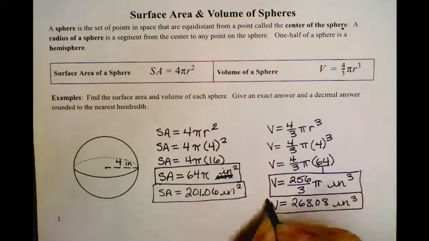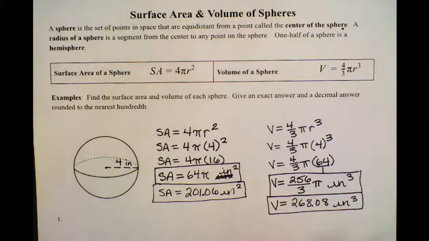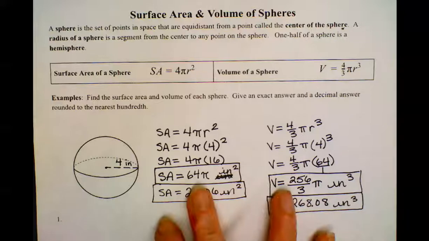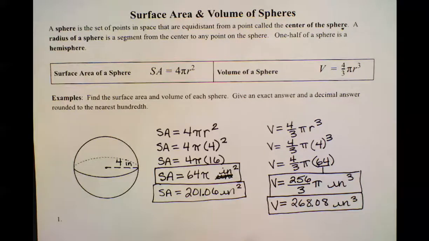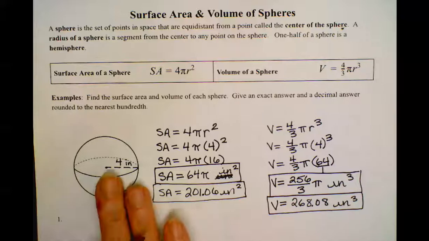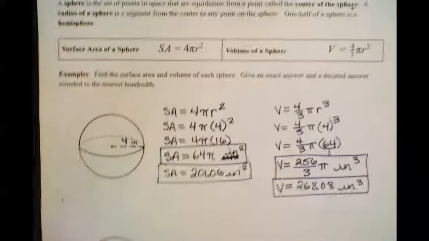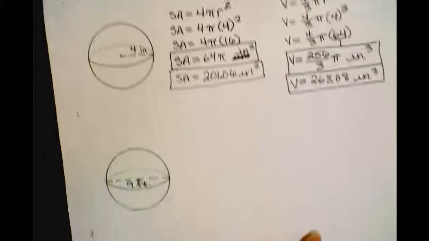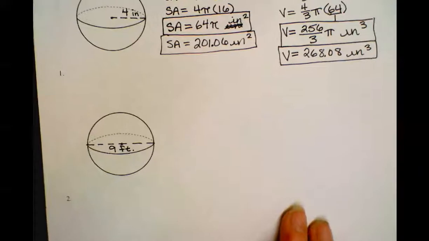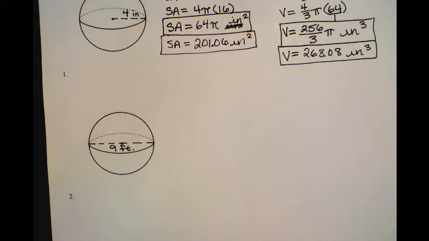So dependent upon whether the problem is requesting a decimal answer or an exact answer will determine which of these two answers you'd be expected to give in the problem itself. All right, so that's an example of when given the radius. Now, in example 2, I'm going to slide this paper up just a bit here. In example 2, we have a diameter given, specifically a diameter of 9 feet.